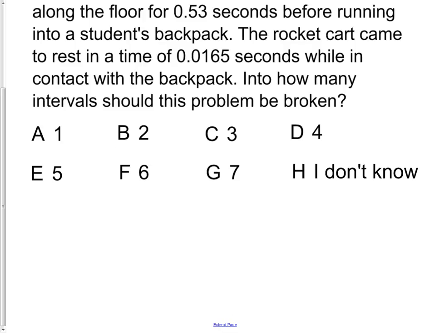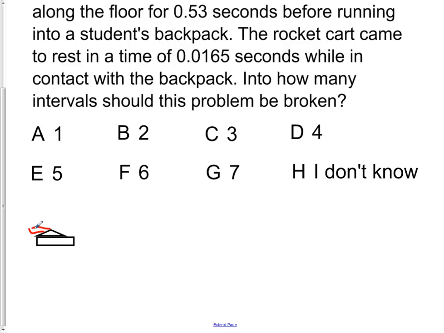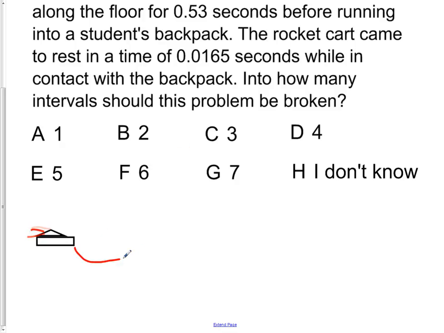You've got a rocket cart, and the rocket cart has on it some flames, of course, where the rocket fuel is going to be burned and the exhaust comes out. Now, that rocket is going to go a certain distance from rest while the rockets are burning. So I might call this rockets on.